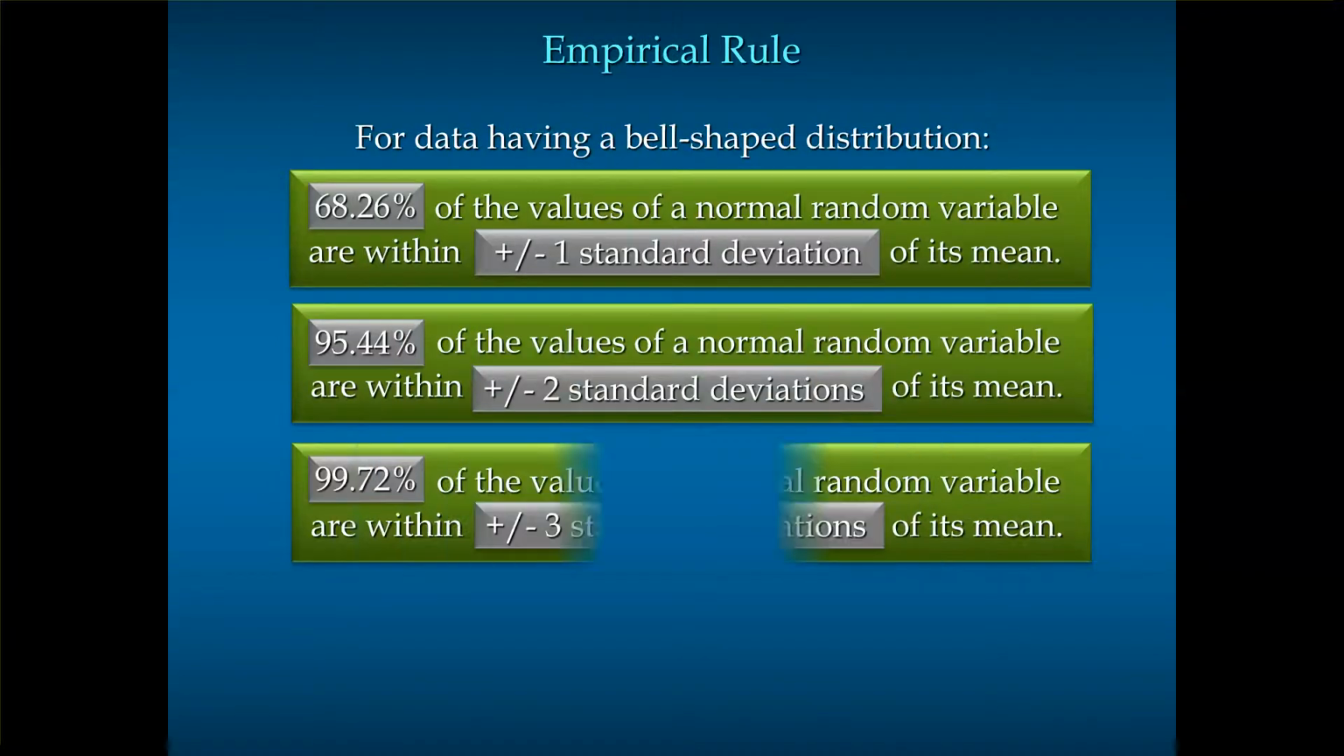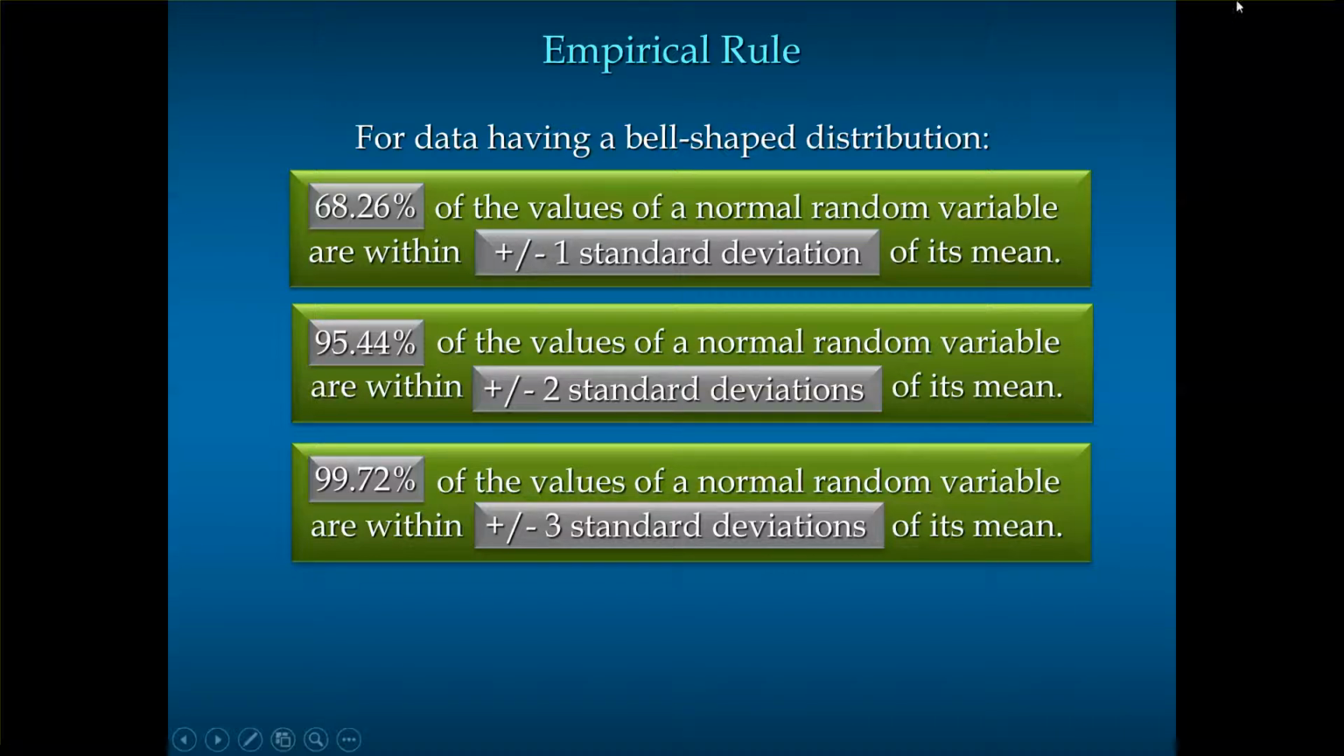So what does the empirical rule tell us, and how can we apply it? For data having a bell-shaped distribution, 68.26% of the values of a normal random variable are within 1 standard deviation of its mean, and 95.44% of the values are within 2 standard deviations of its mean. 99.72% of the values of a normal random variable are within 3 standard deviations of its mean. So now, what can you figure out from these 3 rules?